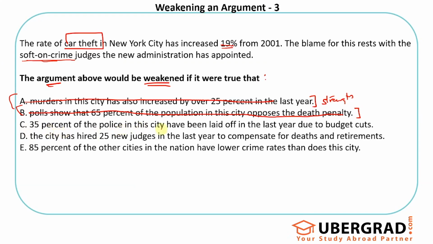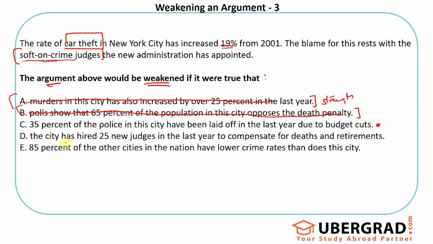35% of the police in the city have been laid off in the last year due to budget cuts. This looks like a decent option. Why? Because the thefts are happening maybe because the police are less in number to monitor them. It's not maybe completely to be blamed on the judges. Right? I can argue that hey, judges have been fine. It's just that the police are understaffed, so maybe they're struggling to monitor it well. So let's keep it for now.